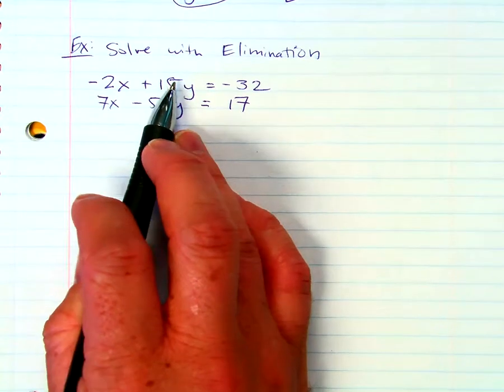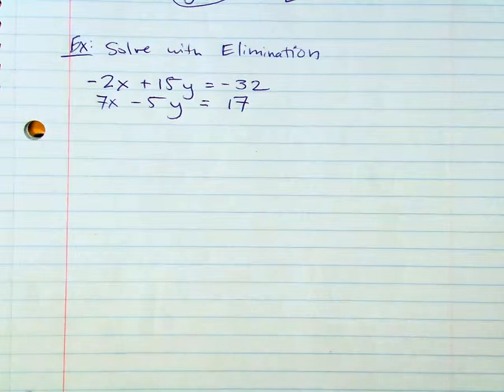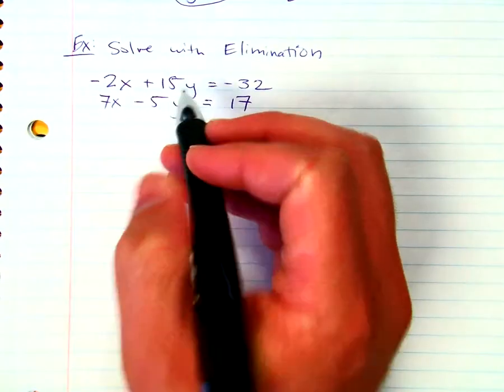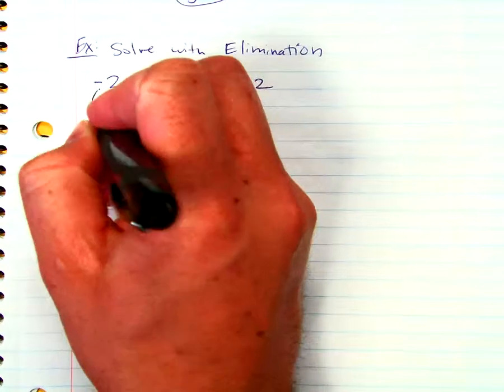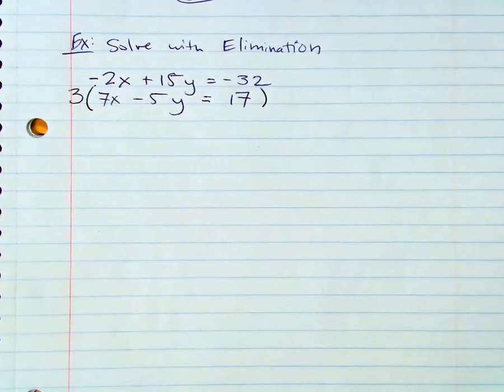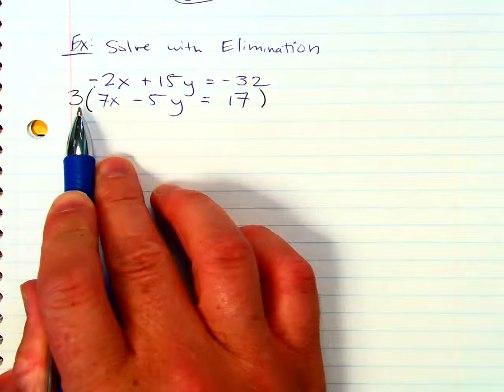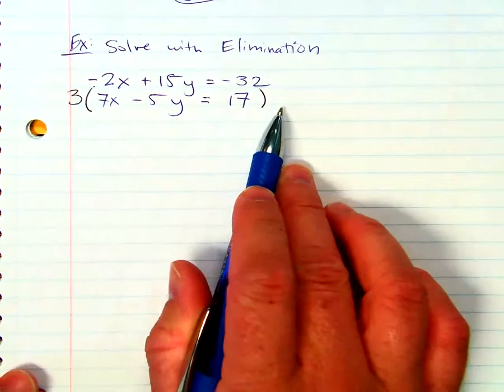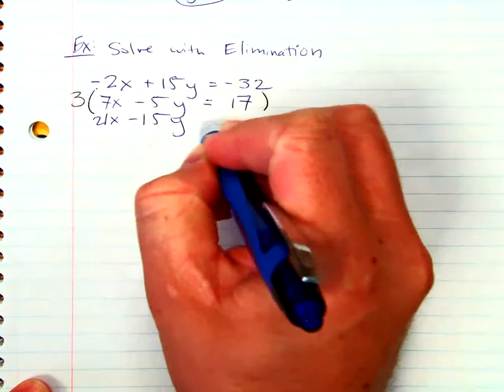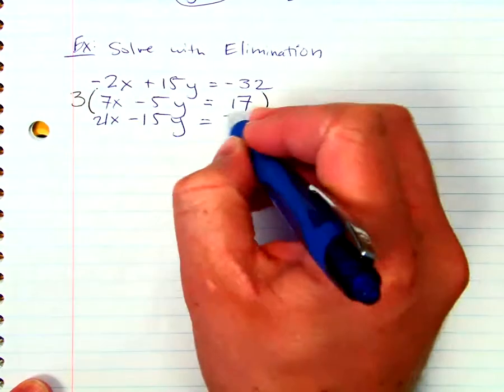Because 5 goes into 15, it's a very easy equation to work with. 5 times what makes 15? 3. But you can't just multiply one piece, you have to multiply the entire equation. It becomes like a full distributive property situation. So what we are really doing here is adding one step to the elimination process. I will multiply all of these things by 3 to get 21x minus 15y equals 3 times 17, which is 51.